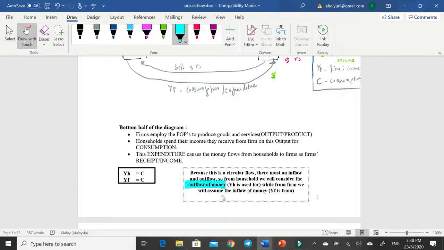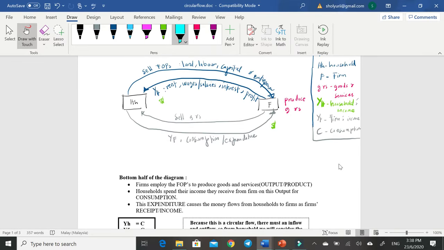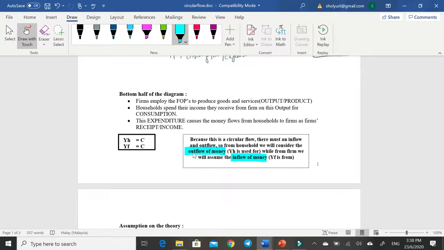While untuk firm kita akan tengok inflow of money. Dari mana income tu dia dapat? Okay, sebab kalau dua-dua sectors pun kita tengok duit keluar, for example firm of course dia ada belanja juga kan. Firm kita tengok duit keluar, house pun kita tengok duit keluar. So macam mana nak jadi circular flow? Circular flow ni kita akan tengok masuk dia keluar balik. Sebab itulah untuk household kita tengok duit keluar, untuk firm kita tengok duit masuk.